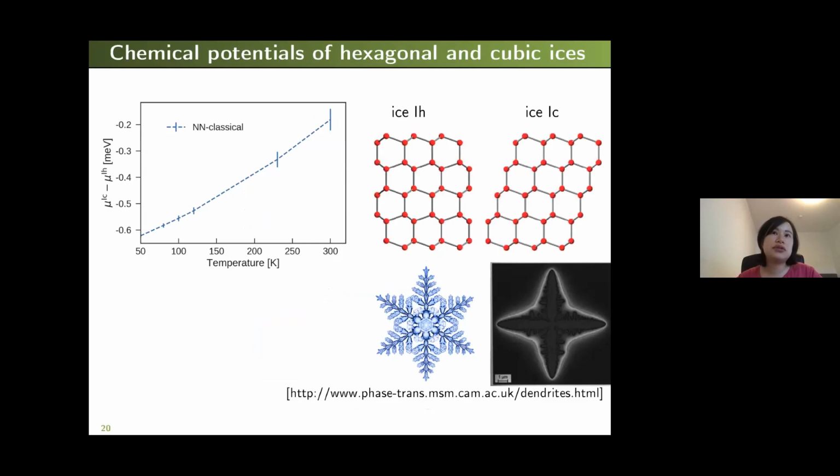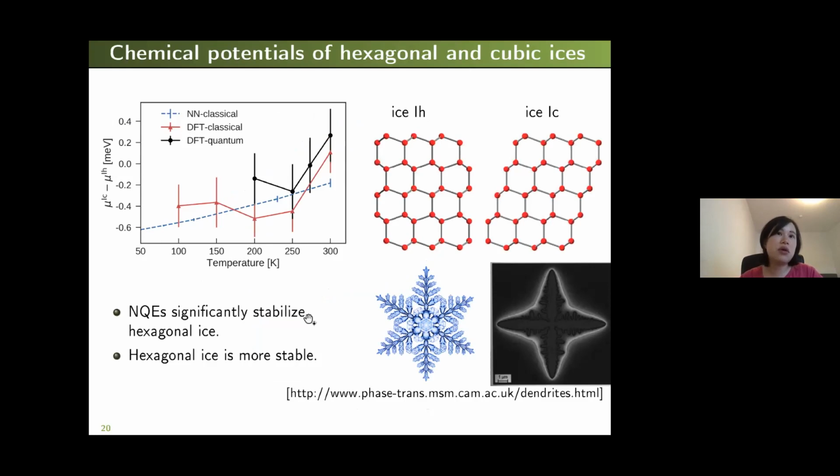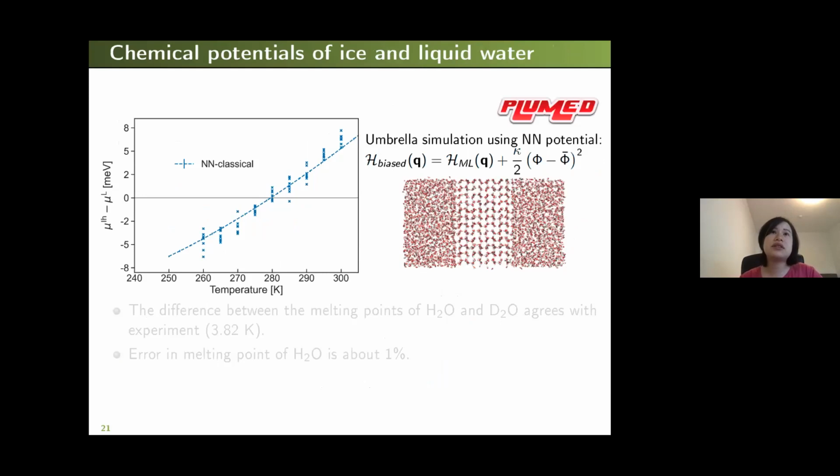Here I'm showing you the chemical potential difference between cubic ice and hexagonal ice. First we computed it at the machine learning potential level, and then we corrected to DFT, and then we also considered nuclear quantum effects. The message is that nuclear quantum effects significantly stabilize hexagonal ice and make it more stable. With this, we explain why the snowflakes in nature are always hexagonal.